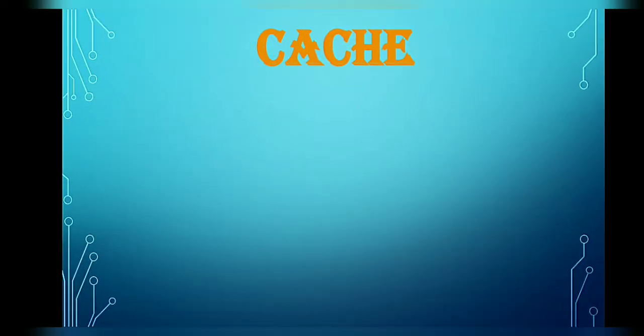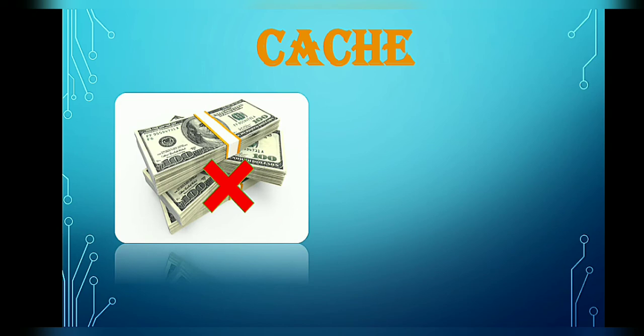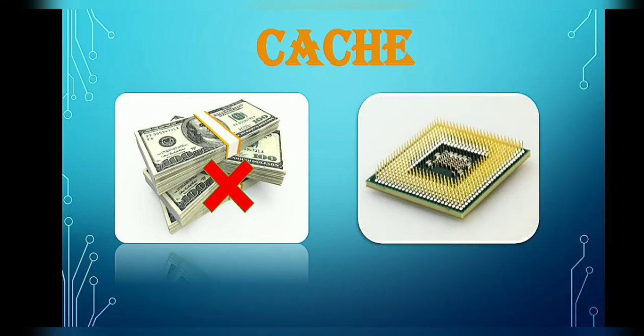So the next thing is cache. It is not the money. It is a memory present in our CPU. Generally, it is used to store small pieces of data. For example, you use Adobe Photoshop twice an hour, and you want to open it very quickly. So the cache memory will store it, and next time if you want to open it, it will open quickly. So that is the advantage of cache memory.